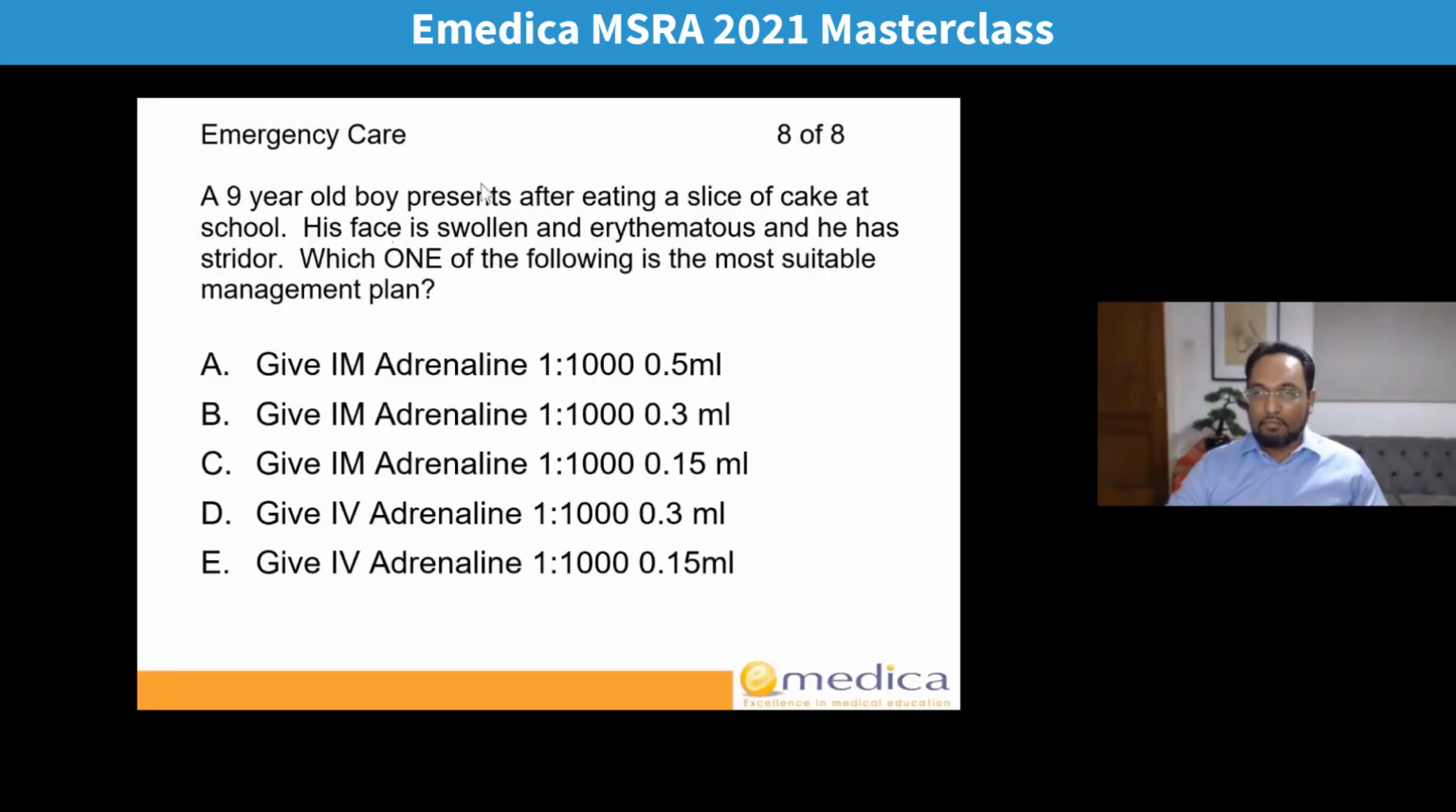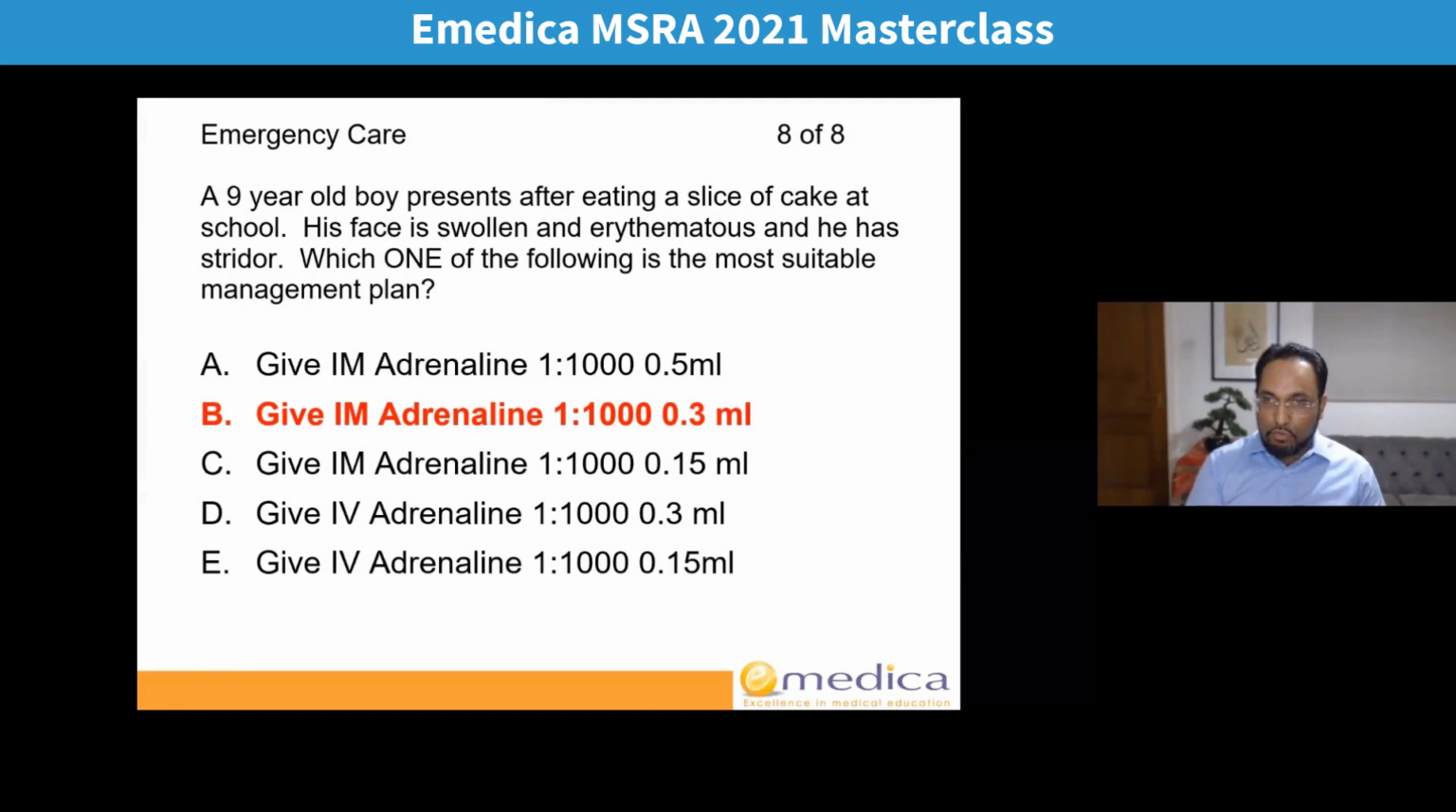Again, this is a two-step question. If we look at the first step, having a slice of cake, swollen, erythematous, stridor, you can all see that this is anaphylaxis. They're not trying to get you in that first bit. So the most suitable management plan for a child who's 9, that's the key. The correct answer is B, IM adrenaline 1 in 1000, 0.3 mils, because what's going to kill you is your airway closing.